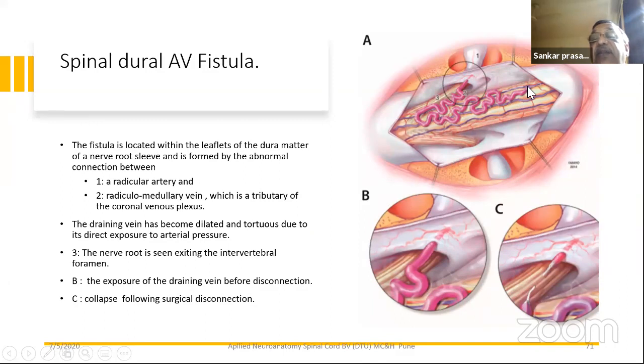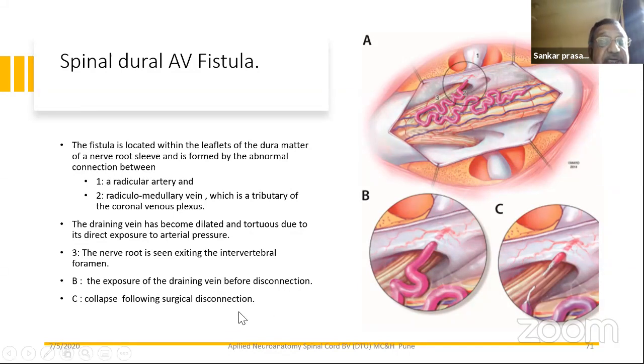And this is the spinal, this is what it is. You can see that it is a radicular artery here, and this is the radiculomedullary vein, which is a tributary of the coronal venous plexus, and the nerve root, which you can see here. And if this one enlarges and compresses the spinal cord, this is the dura mater that is cut and opened and shown to you, which is the dural AV malformation, which after excision is not there. So this AV malformation will cause compressive myelopathy, and only 10% cause acute manifestations.